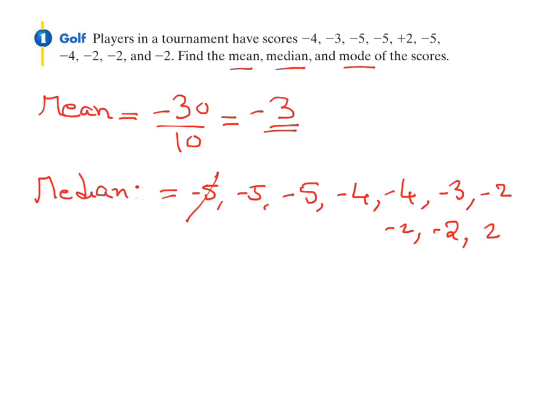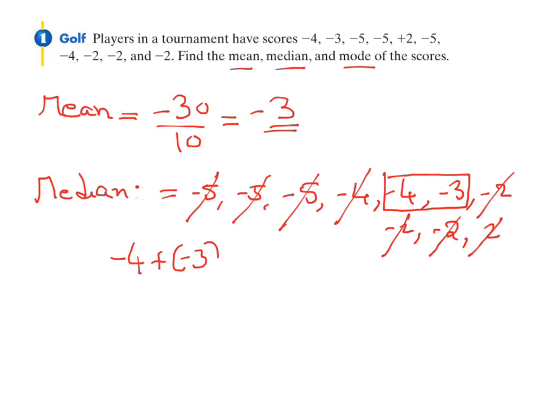Now the middle value of this will be the median. Let's see. Let's cancel 1 from here. We land up with 2 numbers in the middle. When we land up with 2 numbers in the middle, the median is the mean of these 2 numbers, which is -4 plus -3 divided by 2. And that is going to be -3.5. So the median of this is -3.5.